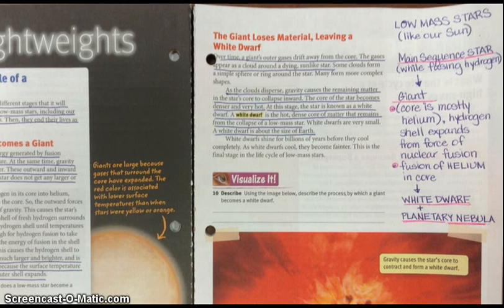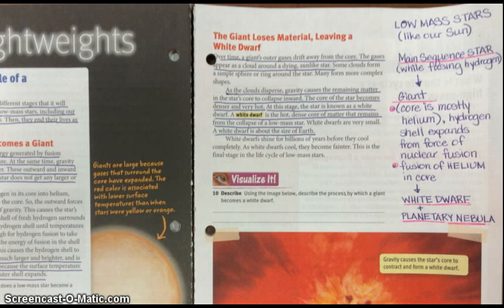All right, so just summarized over to the right-hand side, the life cycle of stars like our Sun. Low-mass stars like our Sun will be a main sequence star for most of their life. A main sequence star is just a star that is fusing hydrogen. It's in the prime of its life, if you will. After it has depleted its hydrogen resources, it will swell up and become a giant.